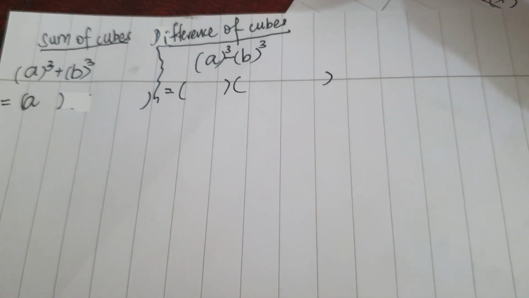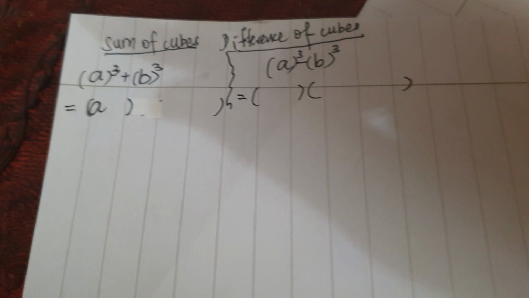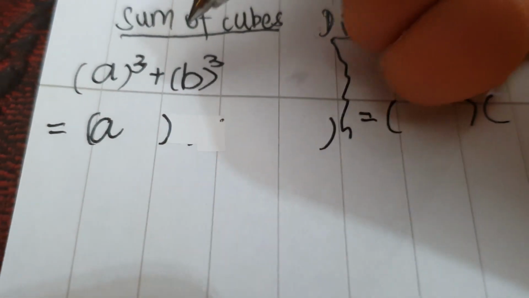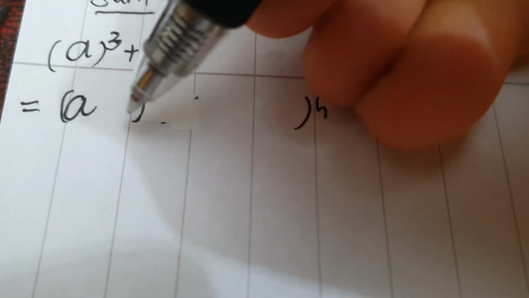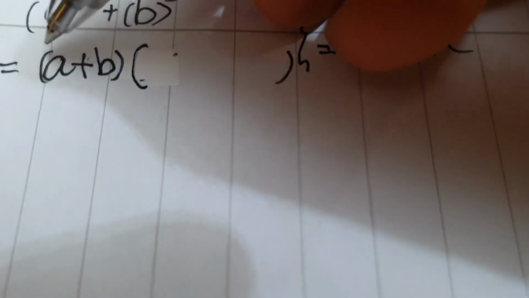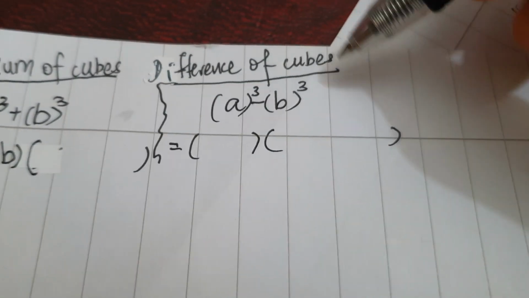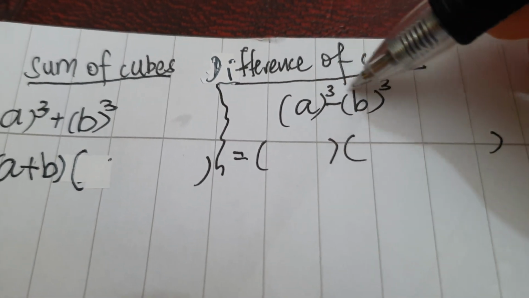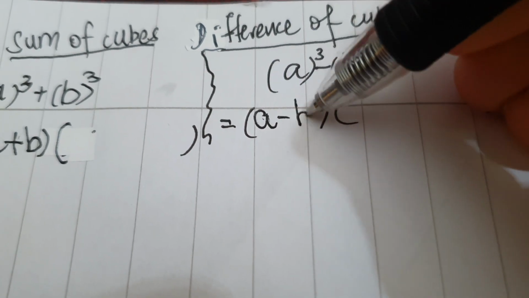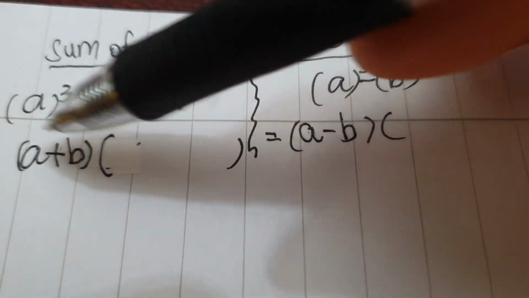Alright, so let me just give you a very simple example, which is a cubed plus b cubed. What is the answer? The answer is just a. You follow the sign. If it's plus, you put plus. If it's minus, you put minus. Okay, so this is a plus b. That's the expression in the first bracket. Whereas if it is a cubed minus b cubed, then this is a minus b. Okay, so that's for the first part.